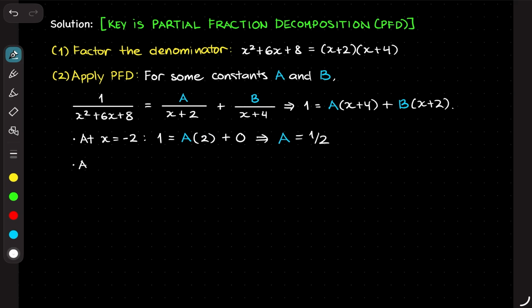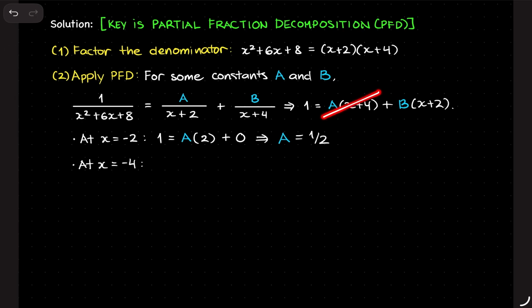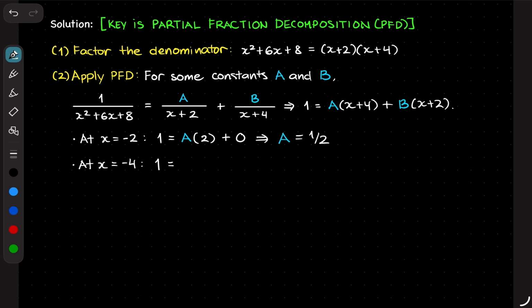Applying a similar process to obtain b, you can guess what will be our test value. It would now be negative 4, since negative 4 would make this thing here vanish and we'll just be left with a single constant to find. So doing that one, we'll have here 1 equal to 0 plus, let's see, b times negative 4 plus 2, which is going to be negative 2. So again, similar analysis, dividing negative 2 both sides will yield b equal to negative 1/2.